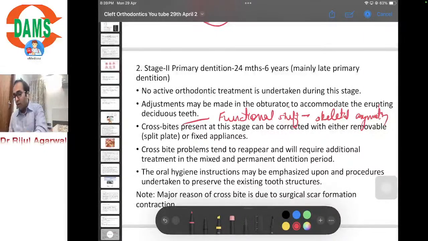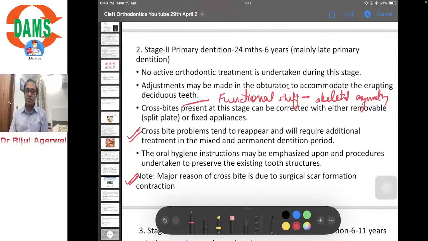Why? Because even if we start correcting a crossbite in general, there is no guarantee that it won't reappear when the permanent teeth erupt. And next is the oral hygiene instructions. Lastly, the major reason for crossbite is the surgical site scar formation and contraction. So please note, only those crossbites at the primary dentition stage which can lead to functional shift. Why functional shift? Because it can lead to the formation of skeletal asymmetry in the patient.